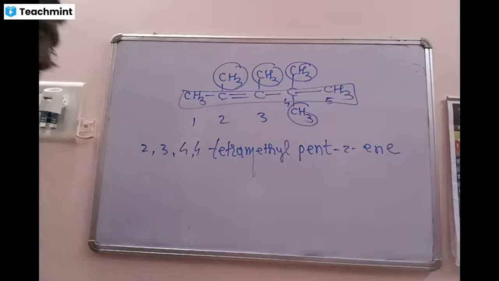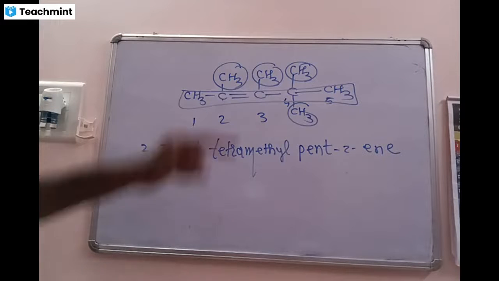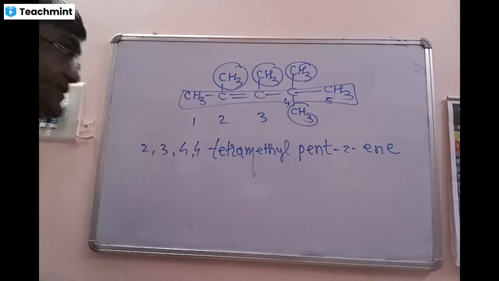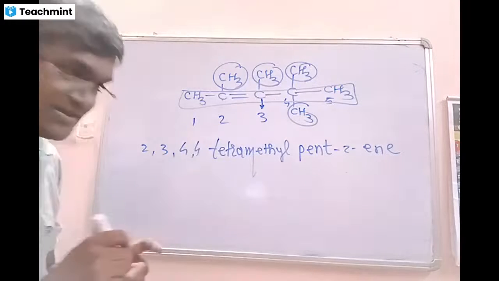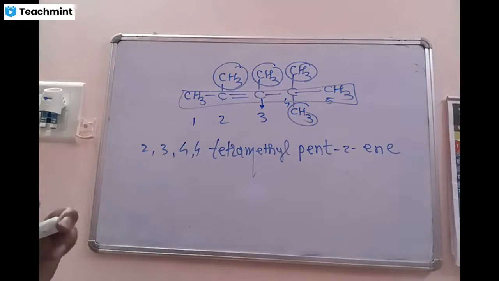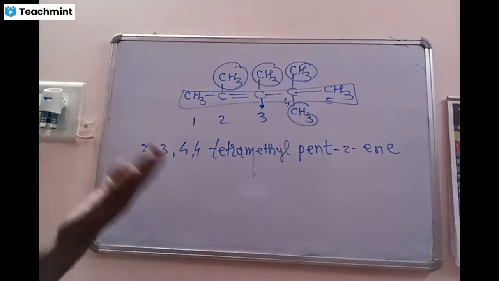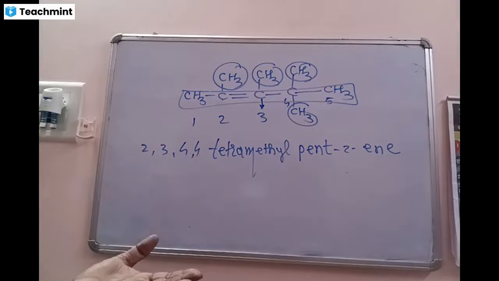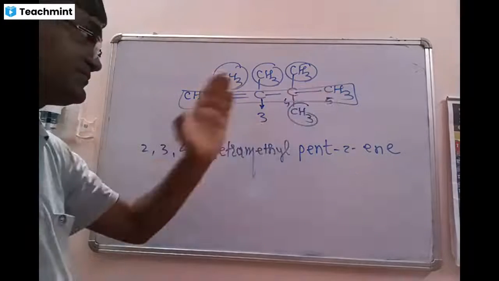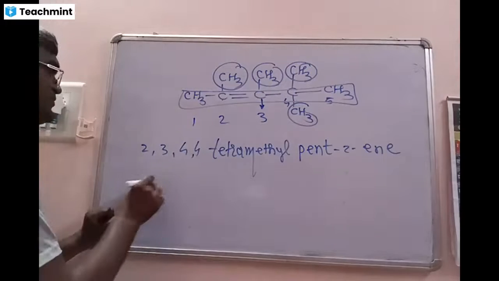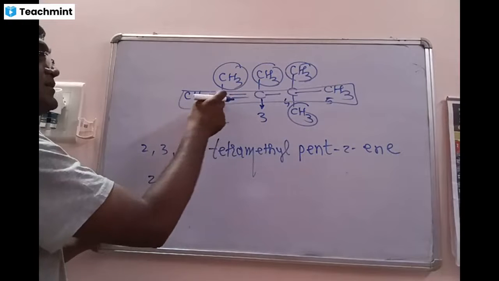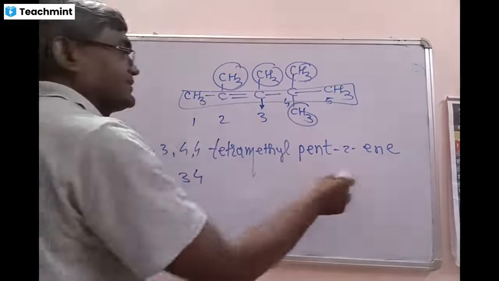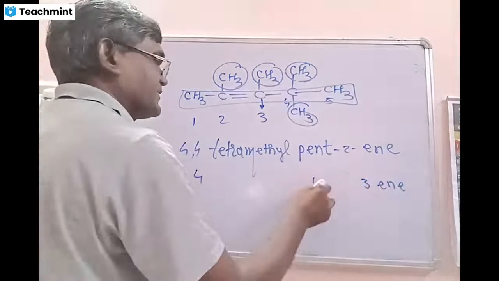Is there any possibility of another numbering? From that end? But if you go from this carbon, then what happens? The double bond is not getting the least position. What is important here? The position of the carbon-carbon double bond. So you can't go that way. If you go like that, then that will be 2, 2, then 3, then 4.